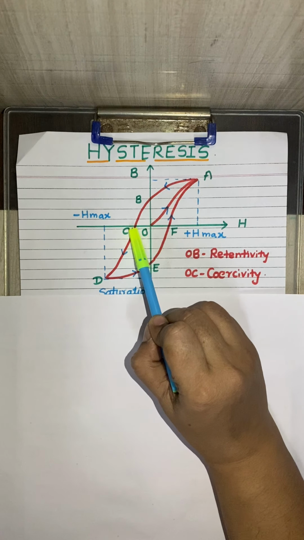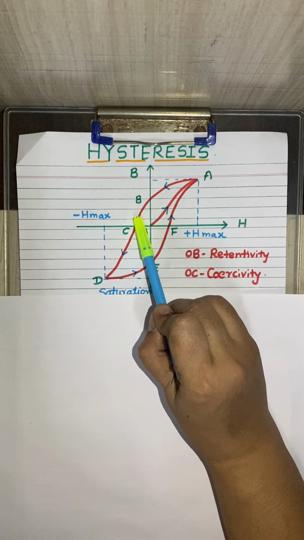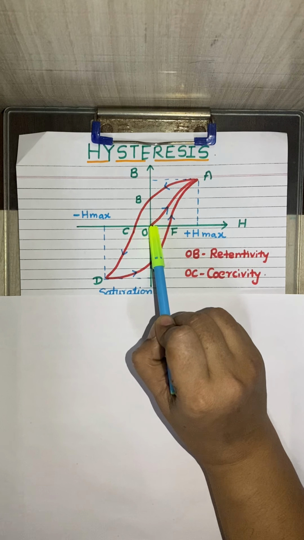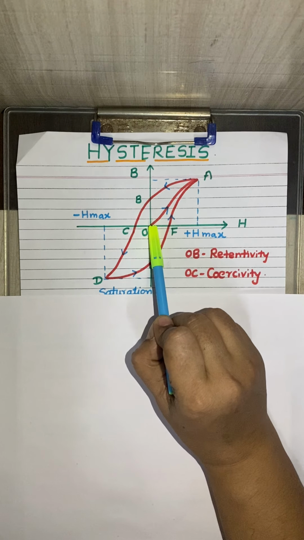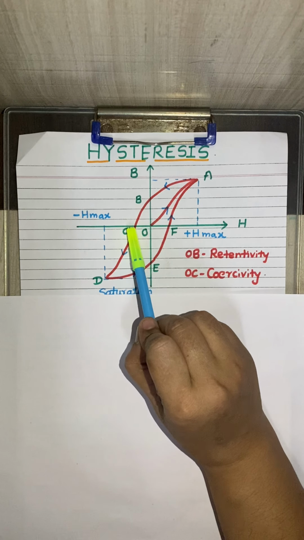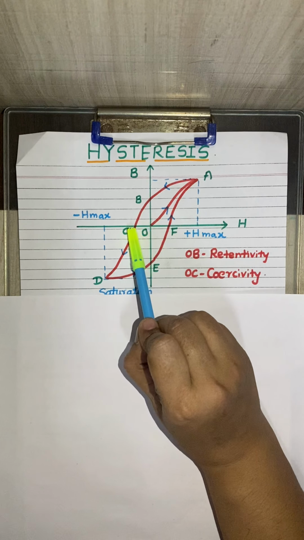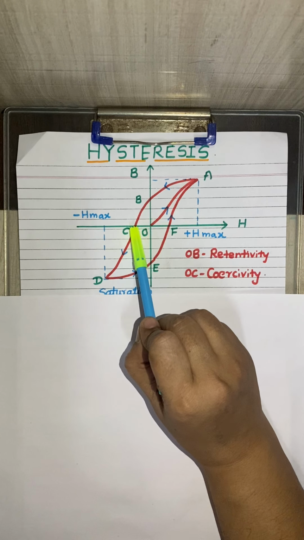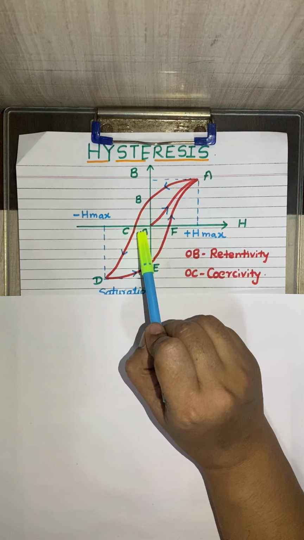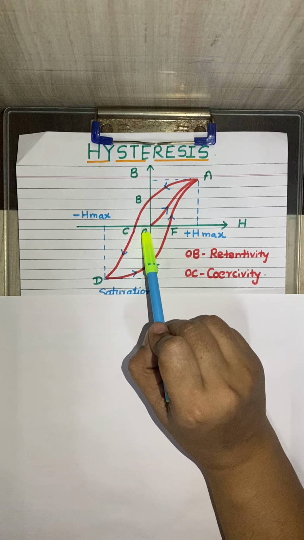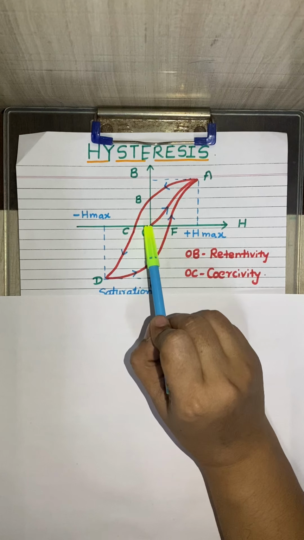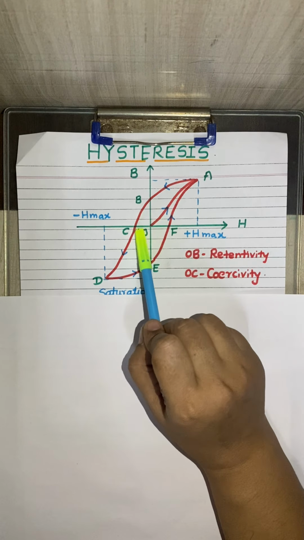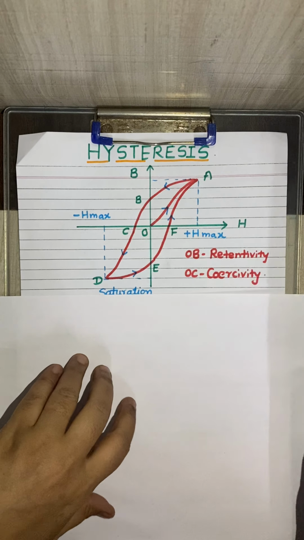Now slowly from B to C, you can see that the magnetic induction at point C becomes 0, isn't it? The induction decreases and becomes 0 at the value of H equal to OC. This value of reverse magnetizing field intensity H required for the residual magnetism of a sample to become 0 is called the coercivity of the material. So these are the new terms you have to keep in mind, especially for hysteresis.